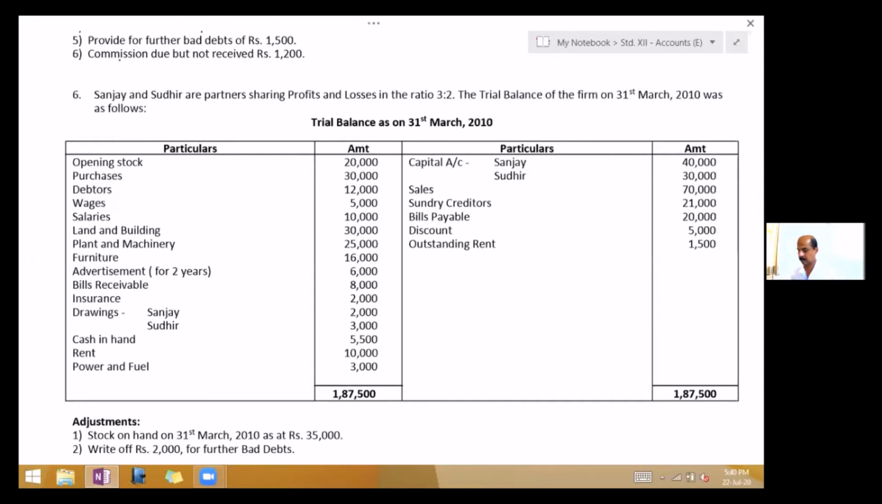Okay. Trial balance. Opening stock, purchases, debtors, wages, salaries, land and building, plant and machinery, furniture. Advertisement for 2 years. Bills receivable, insurance, drawings of Sanjay and Sudhir, cash in hand, rent, power and fuel. On the credit side, capitals of Sanjay and Sudhir, sales, sundry creditors, bills payable, discount and outstanding rent.